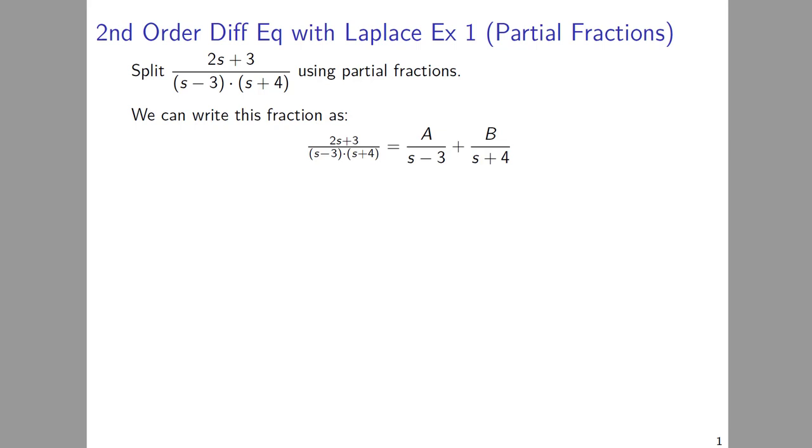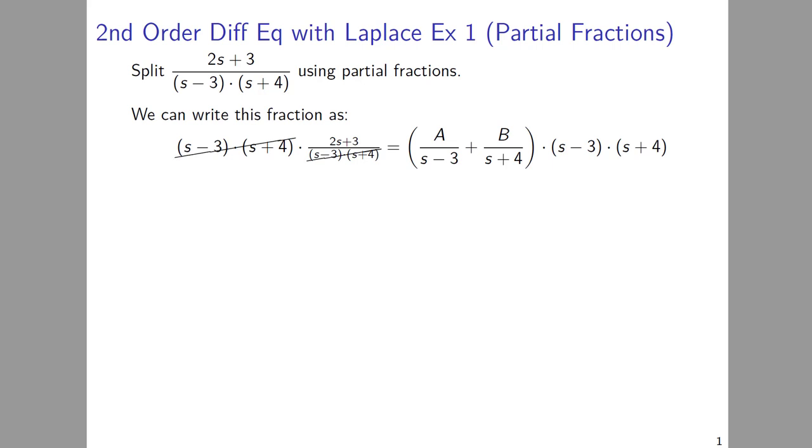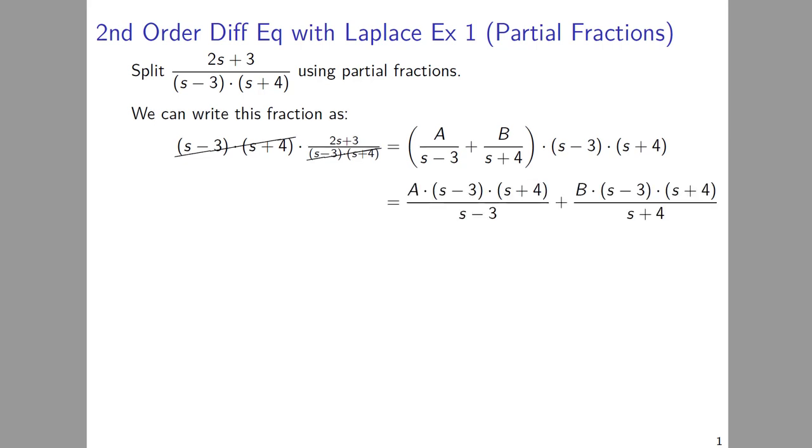What remains is to figure out the values of A and B for this to be equal. To do this, we want to get away from having fractions, so we'll multiply by (s - 3)(s + 4) on both sides. On the left, the (s - 3)(s + 4) in the numerator will cancel with the division by (s - 3) and (s + 4) in the denominator. On the right, we need to distribute that (s - 3)(s + 4) to both terms.